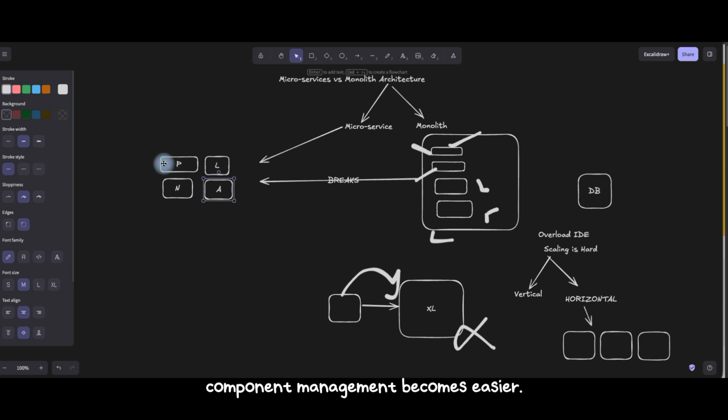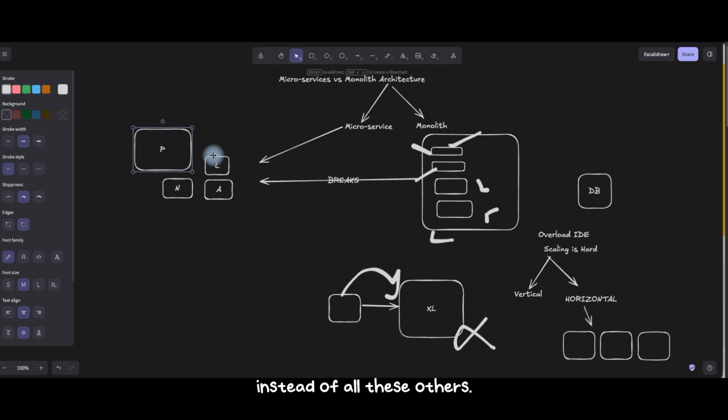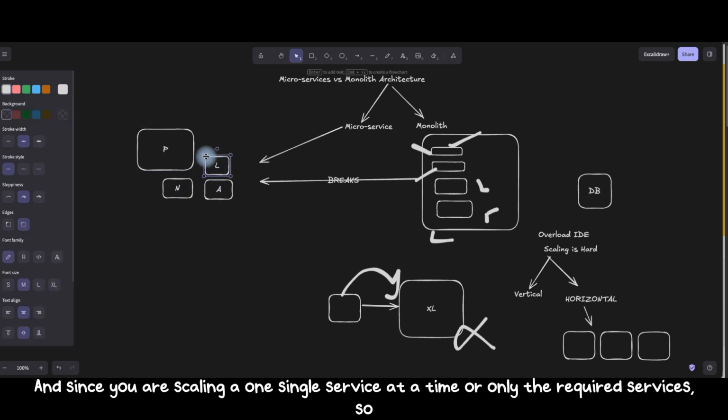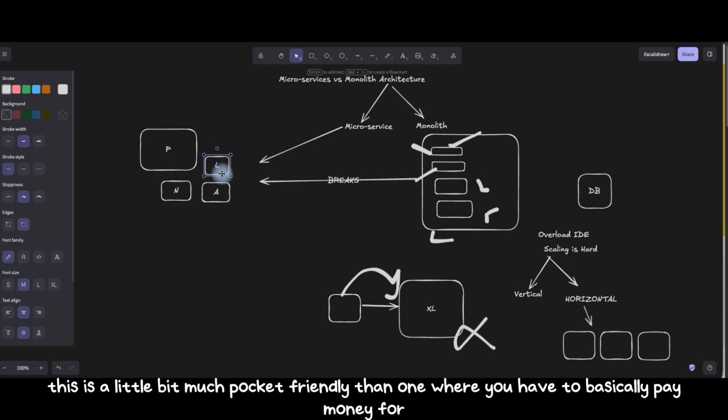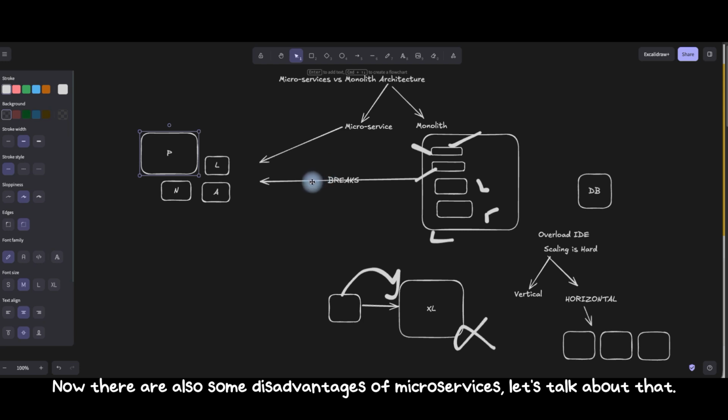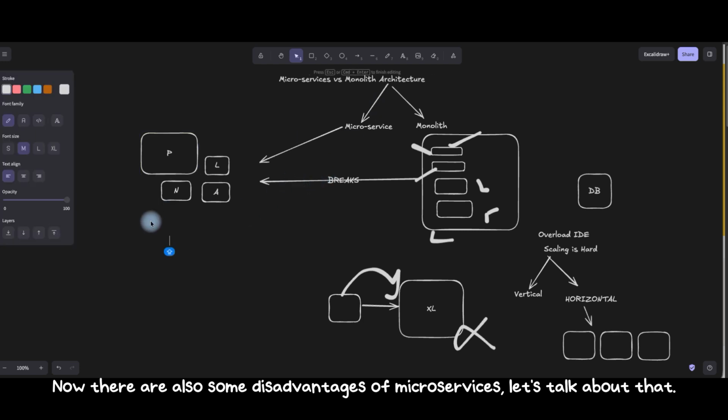Component management becomes easier, and you can scale up one single service. Let's say if payments are getting much more traffic, you can just increase the size of this one instead of all these others. So you are basically paying money for only this, and they are still running normally. And since you are scaling one single service at a time, or only the required services, this is a little bit more pocket friendly than a monolith, where you have to pay money for everything, even if you don't need to. Now there are also some disadvantages of microservices.